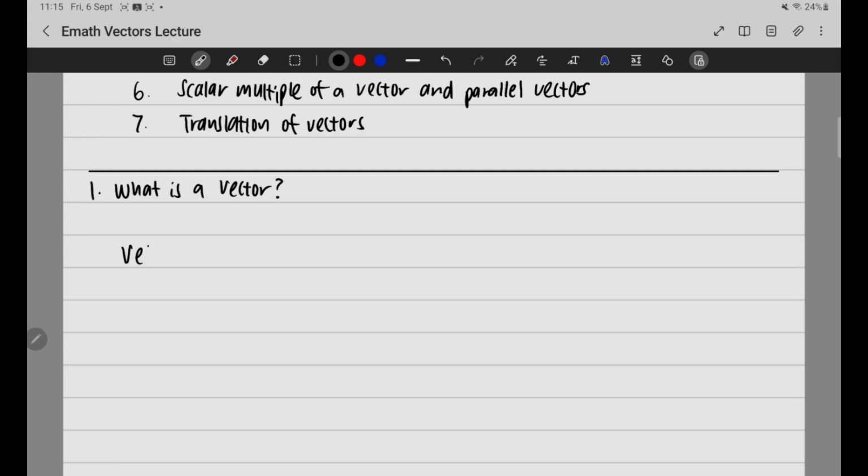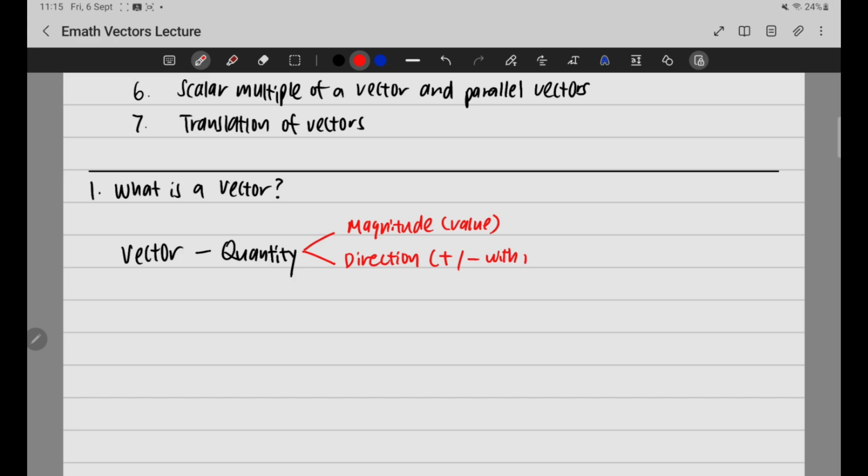Now, a vector is a quantity. Okay, just remember it's just a quantity. But this quantity has two features to it. It has a magnitude. So you can think of magnitude as like a value. And then it has direction. So it's either positive direction or negative direction with respect to a point.